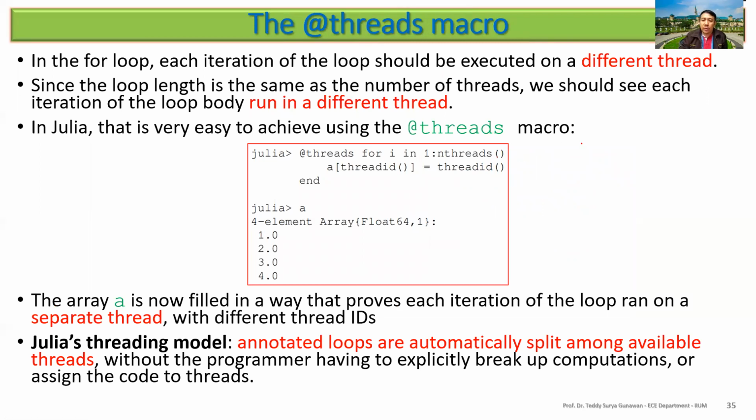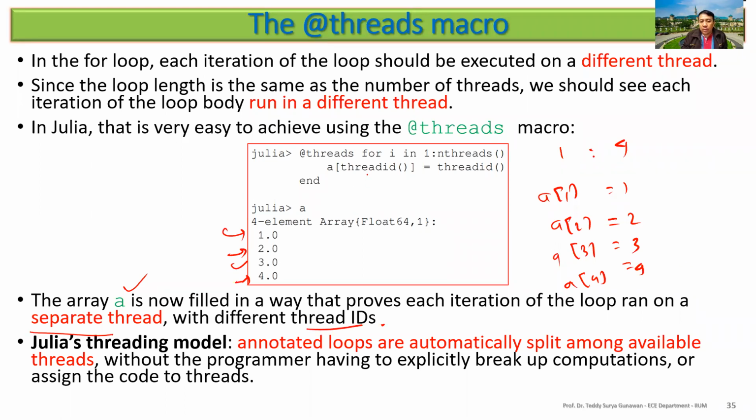So if you have 1 to 4, then you have a[1] equal to 1, a[2] is threadid number 2 equal to 2, a[3] equal to 3, and a[4] equal to 4. So that's why you have here 1 2 3 4. The array a is now filled in a way that proves each iteration of the loop ran on a separate thread with a different thread ID. How do you know? Because it's threadid equal to threadid. It cannot equal i, but equals the thread ID.